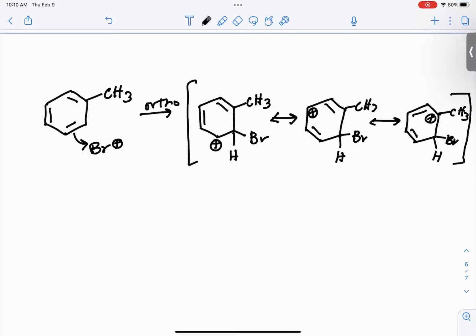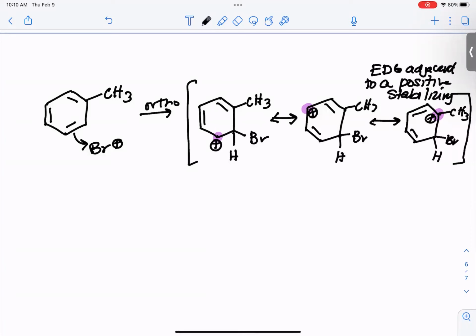So I have my positive charge go here, here, and then it ends up on the carbon, all right, with that electron donating group. When you have an electron donating group adjacent to a positive charge, it's stabilizing.